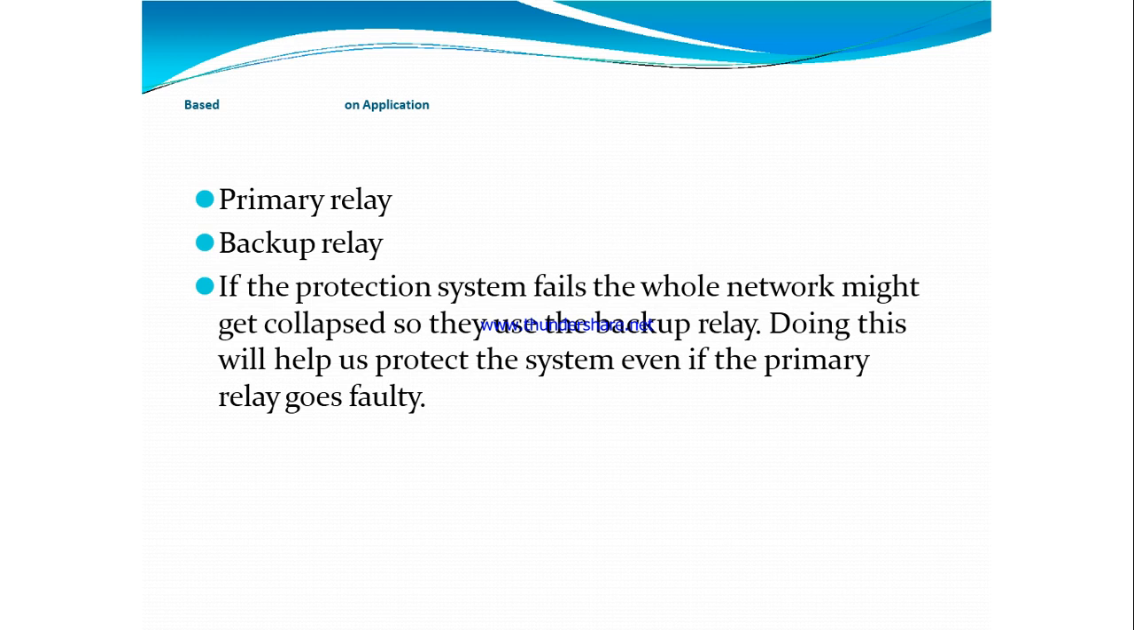Normally based upon the application, it can be a primary relay or a backup relay. If the protection system fails, the whole network might collapse, so they use the backup relay. Doing this helps the protection system even if the primary relay goes faulty for a certain time period, not full time.